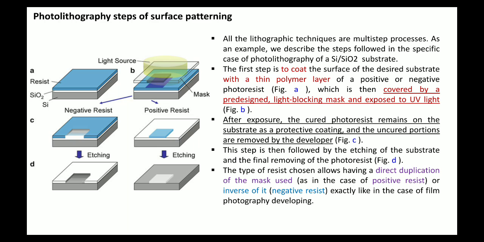These are the steps involved in photolithography. If you want to do photolithography, you have to follow these steps, and then you get the pattern of SiO2 on silicon.